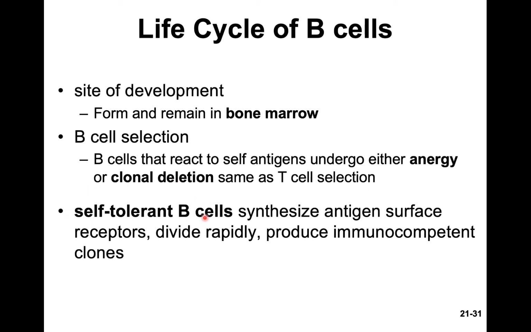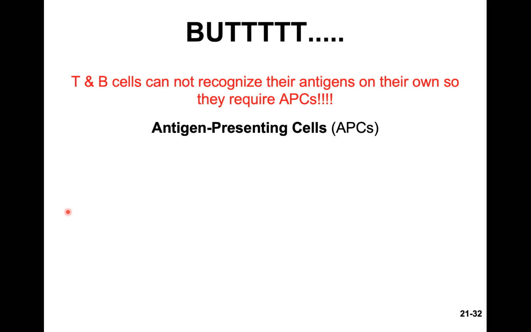All the ones that pass the test are considered self-tolerant B cells, and these guys will start dividing rapidly, and they'll go out into your body to places like your spleen and your lymph node to hang out until you have some sort of immune reaction. But, and this is the last piece of this little segment, T cells and B cells cannot recognize antigens on their own, so they require APCs.